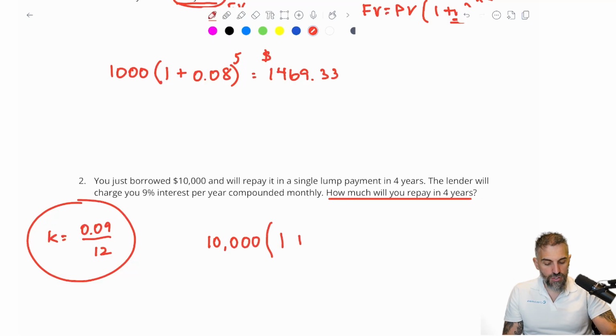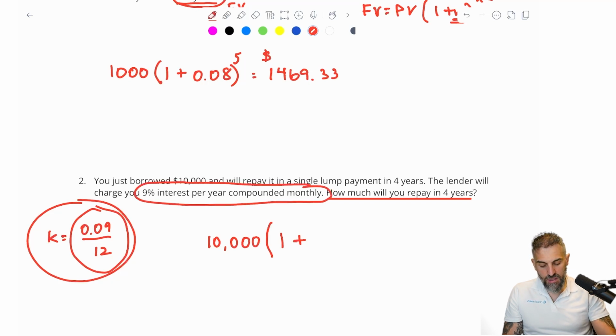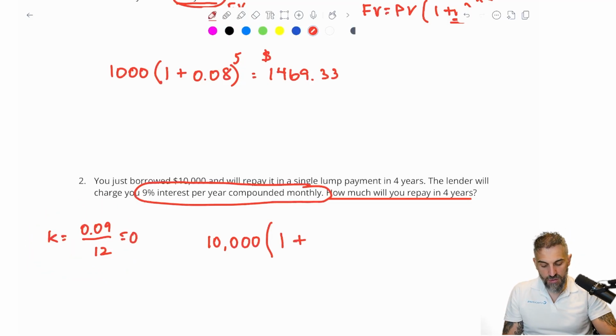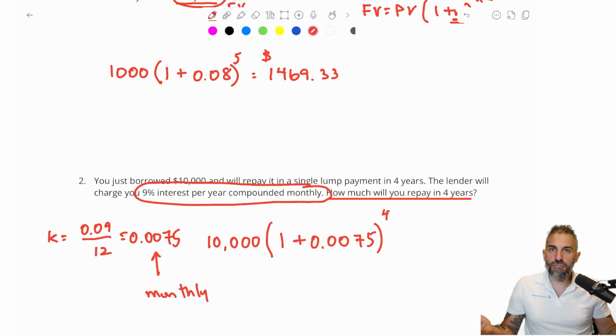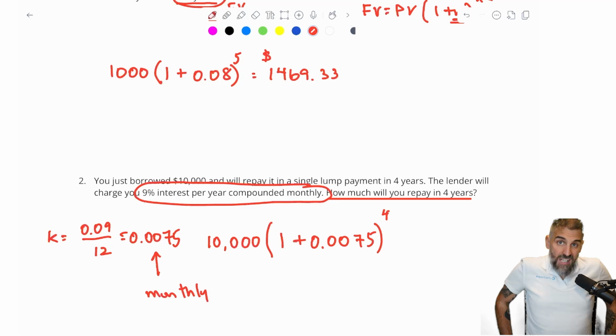But now the rate you're going to use is this. Why? Because they said this. So if you do 0.09 divided by 12, it's 0.0075. And now your N, so again, because this is monthly, you cannot, I'm going to do it, but don't follow me. You can't put 4 there. N is not number of years.